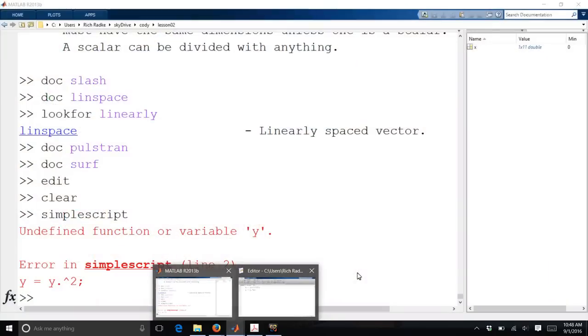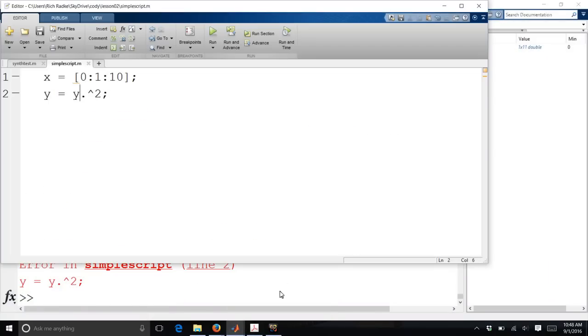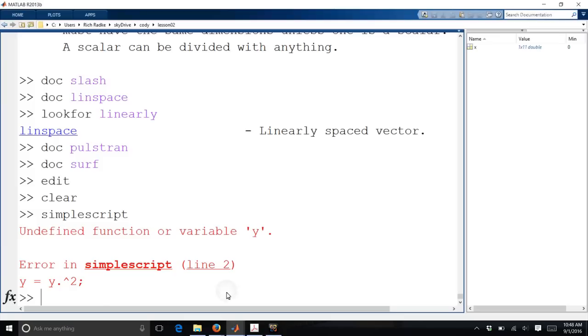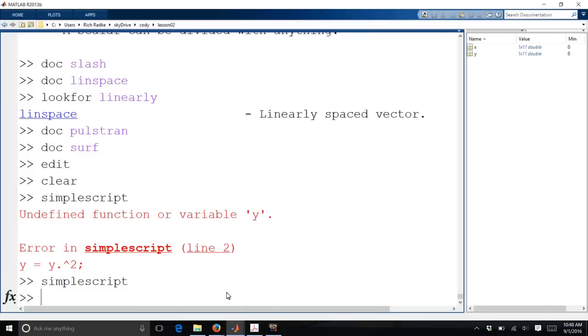All right, so apparently this should be x squared, right? Because y wasn't defined. So let's try it again. If I run this script, it's just like having typed all that stuff into the command line, and you can see, although it's kind of small, that x and y are living up here in my workspace, right? But I often like to write functions instead of scripts.